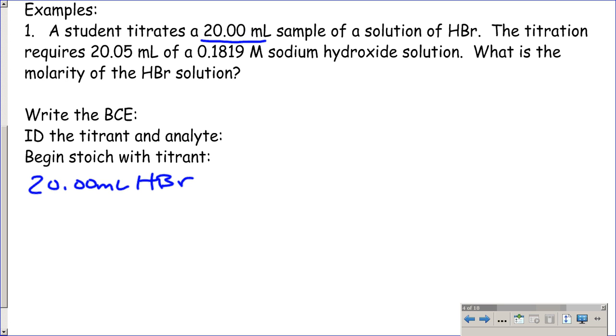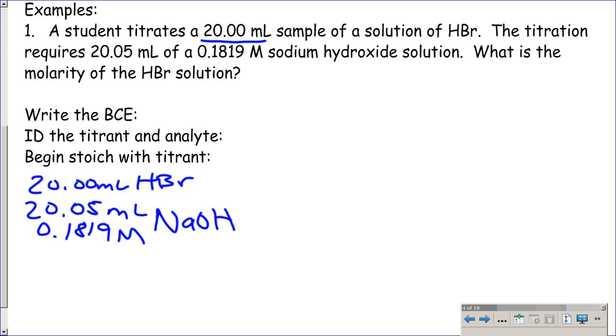What else? 20.05 milliliters of 0.1819 molar solution of sodium hydroxide. All right, so both of these pieces of information are regarding sodium hydroxide. And then the question says, what is the molarity of the HBr solution?